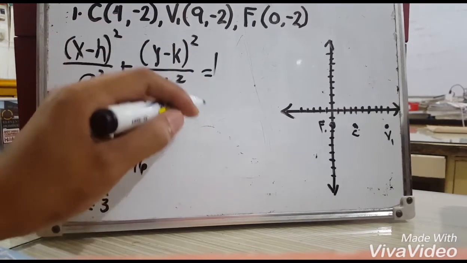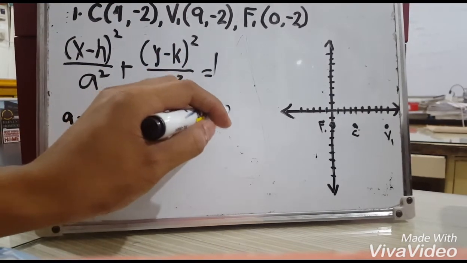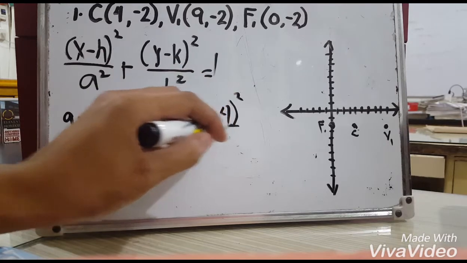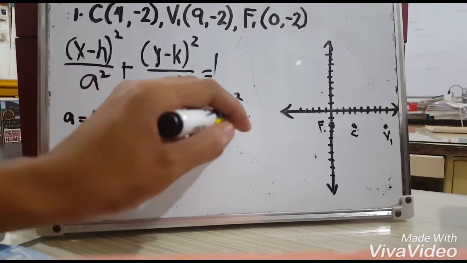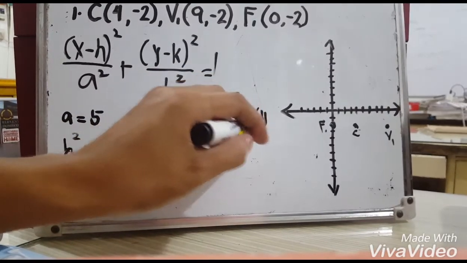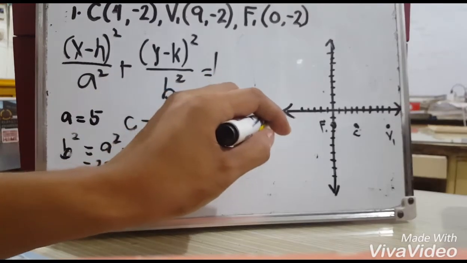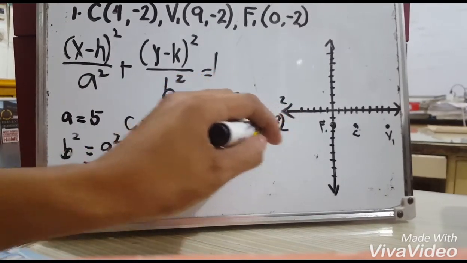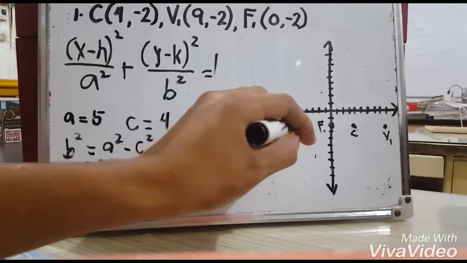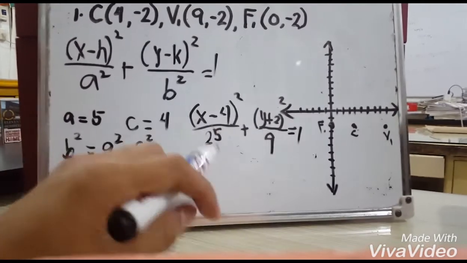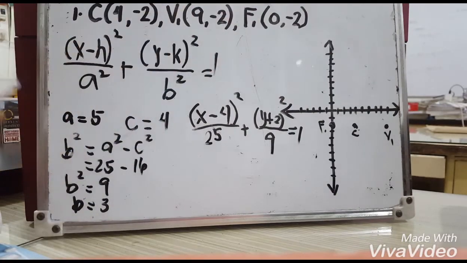It's given by (x minus h, which is 4) squared over a squared, which is 25, plus (y minus k, or y minus negative 2, which is y plus 2) squared over b squared, which is 9, equal to 1. This is now the standard equation of the ellipse given these properties.